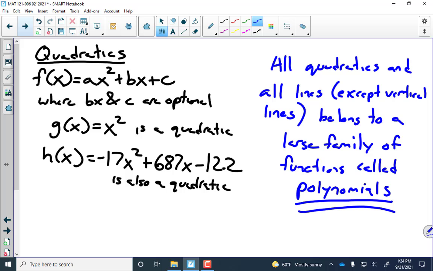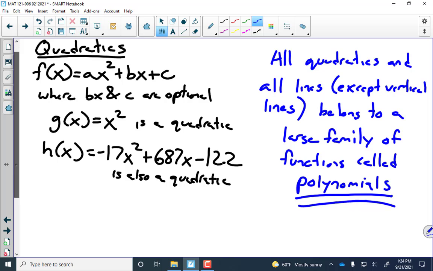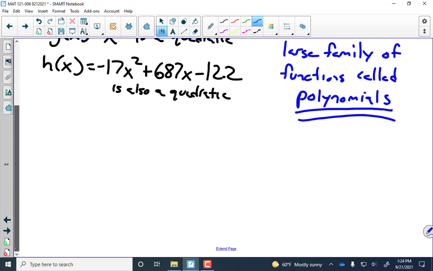Polynomials are a big part of this unit also, this second unit in chapter 3. All quadratics and all lines except for vertical lines, so we're not talking about vertical lines, belong to a large family of functions called polynomials. Some people think that polynomials are kind of grim because there's a lot to remember, but it turns out that polynomials are very well-behaved functions. And I'll tell you what I mean by well-behaved, because that might sound kind of bizarre.